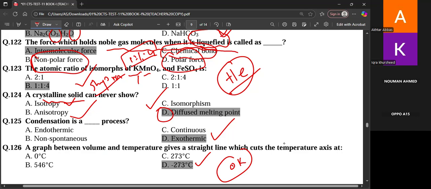Okay. If there are some problems in the MCQs, you can discuss. First of all, I will stop the recording and then you can discuss.